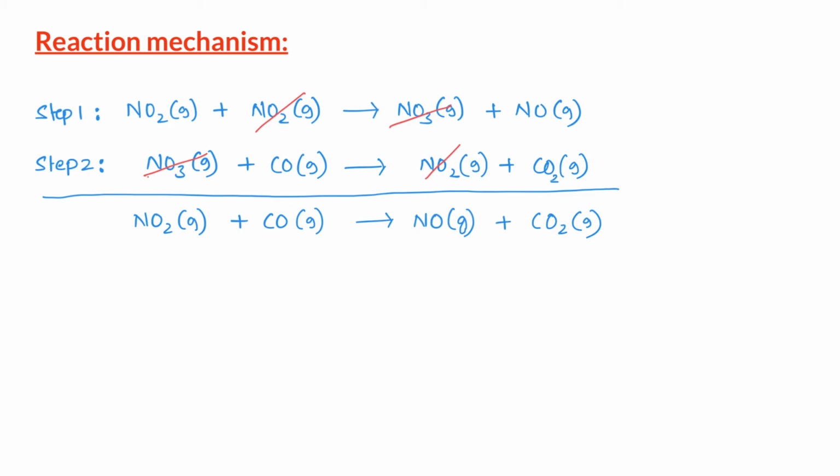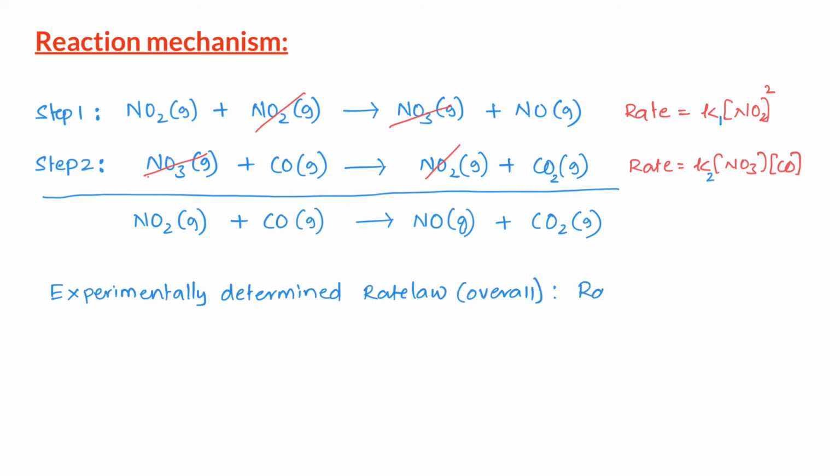For elementary step 1, the rate law is rate equals k times the concentration of NO2 to the power 2. For step 2, rate equals k times the concentration of NO3 times the concentration of CO. The constants for step 1 and 2 are different. The experimentally determined rate law for the overall reaction is rate equals k times the concentration of NO2 to the power 2.